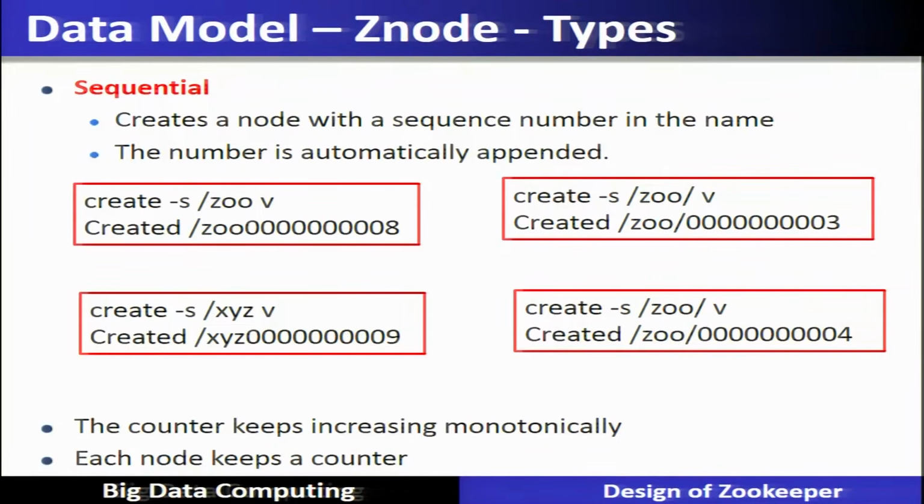Now, another type is called sequential, which will create nodes with sequence numbers in the namespace. The number is automatically appended, and the counters will keep on monotonically increasing. So, each node has a counter. Here we can see that the Znode which is created has this kind of sequence number, and whenever new nodes are added, these numbers keep on increasing.